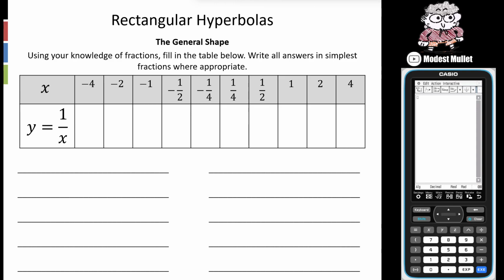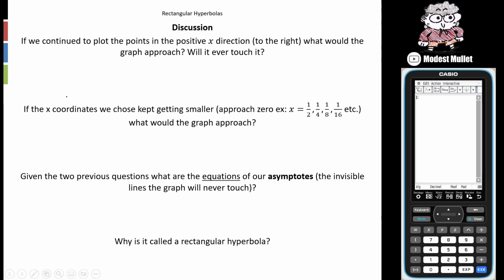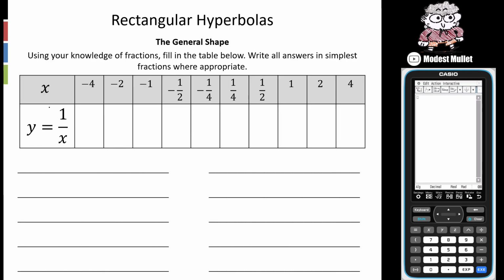Hey team, today we are going to look at rectangular hyperbolas. They are a type of graph or function that we're going to look at. They are based off this equation here, y equals 1 on x. We'll look at why the shape of it is the way it is because of that equation.